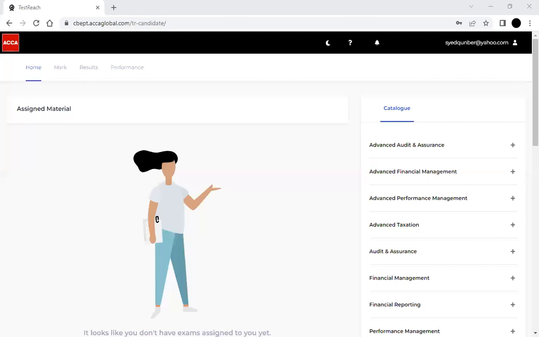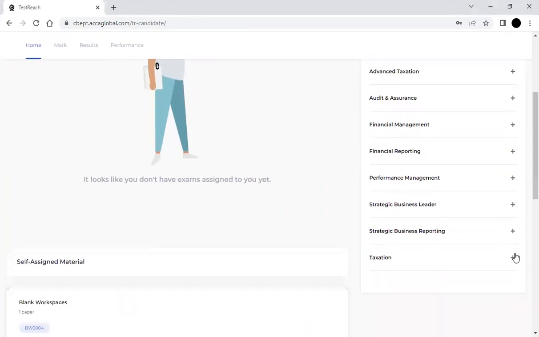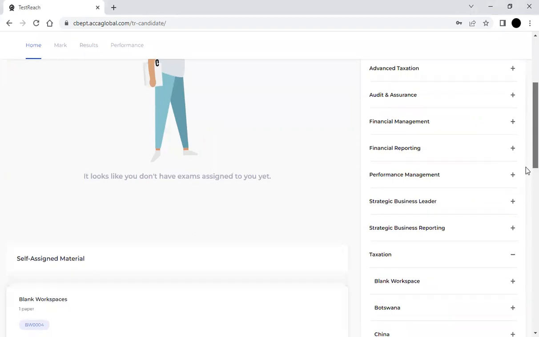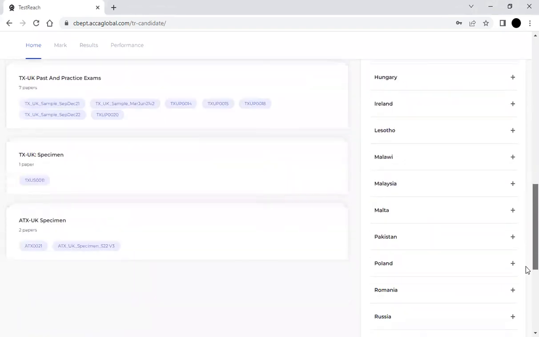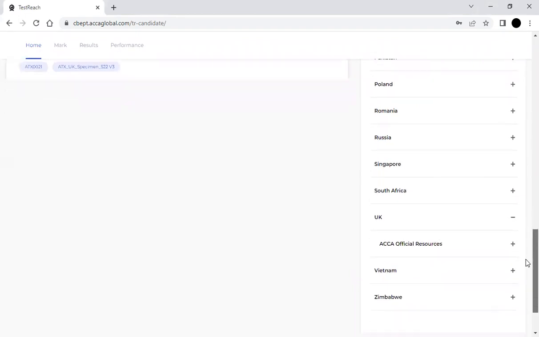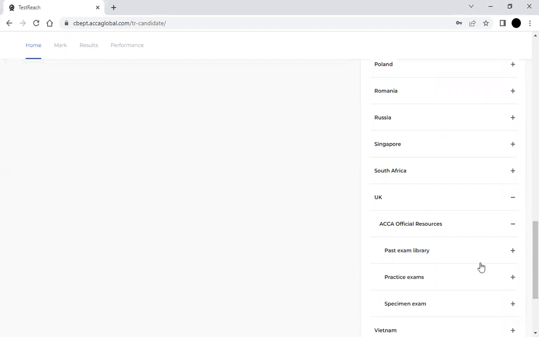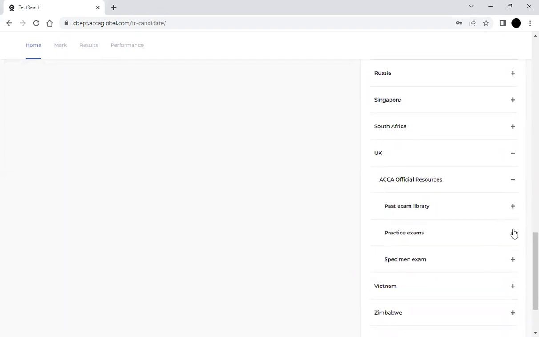So I like to start from the CB practice platform, and I hope you guys would be familiar with this screen. I'm scrolling down on the plus side, taxation. There is a drop-down menu for UK tax, and for the UK tax, official resources: in the ACCA official resources, past exam library, practice exam, specimen exam.